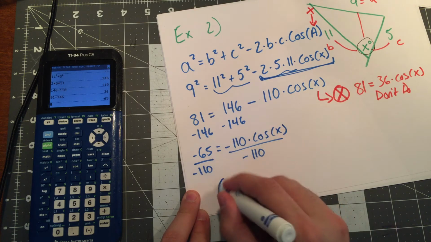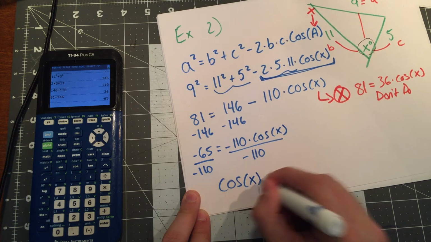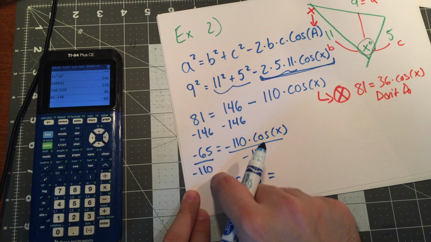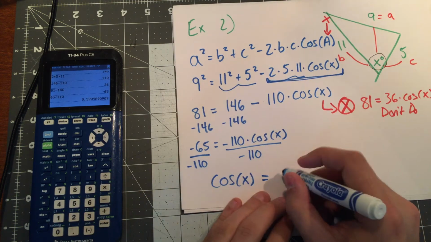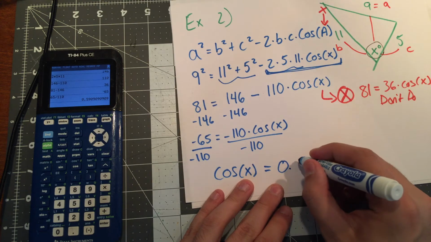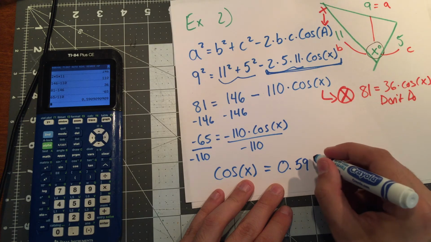I'm going to swap these sides. So cosine x is over here equals 65 over 110, which is 0.5909.